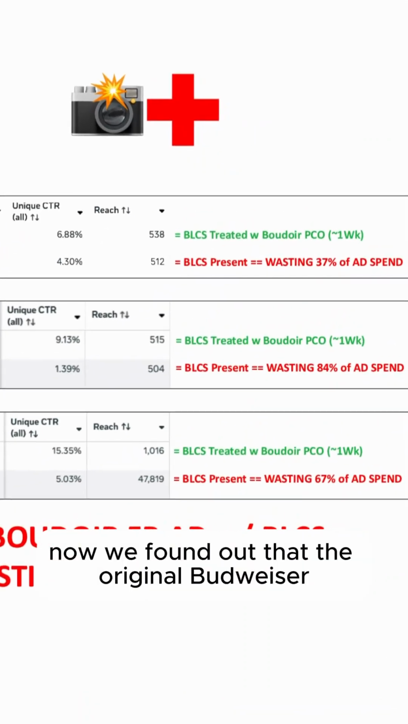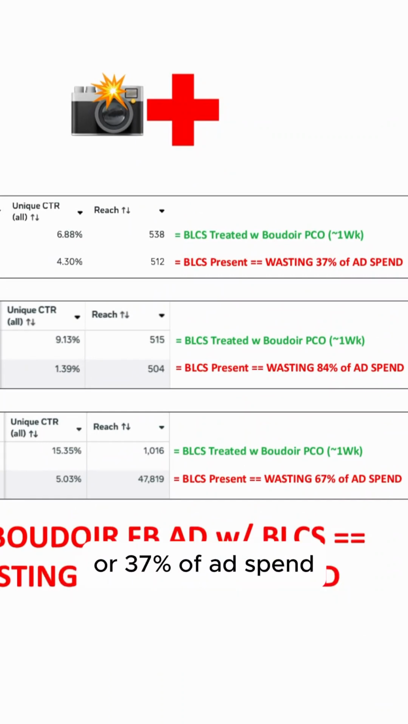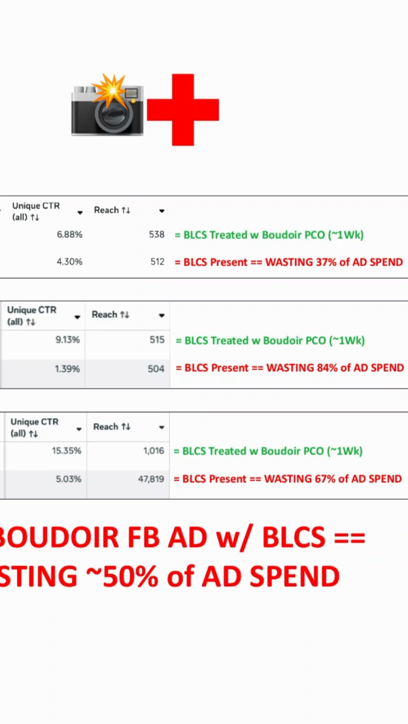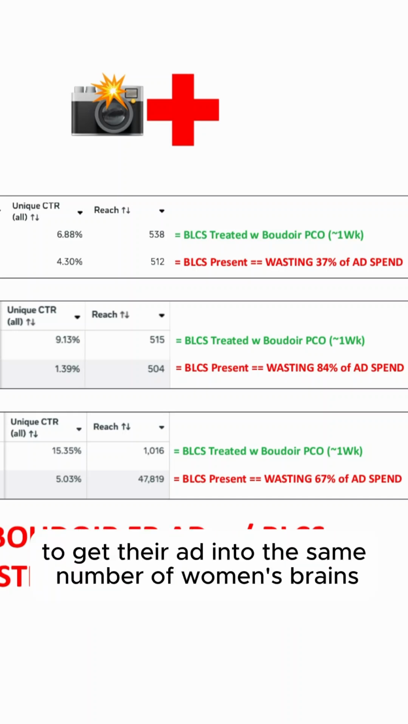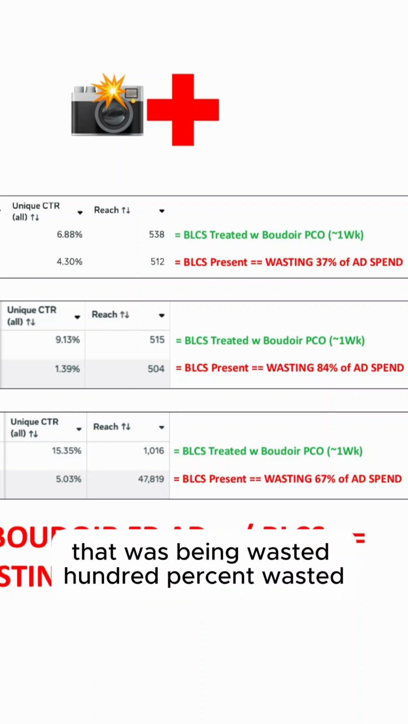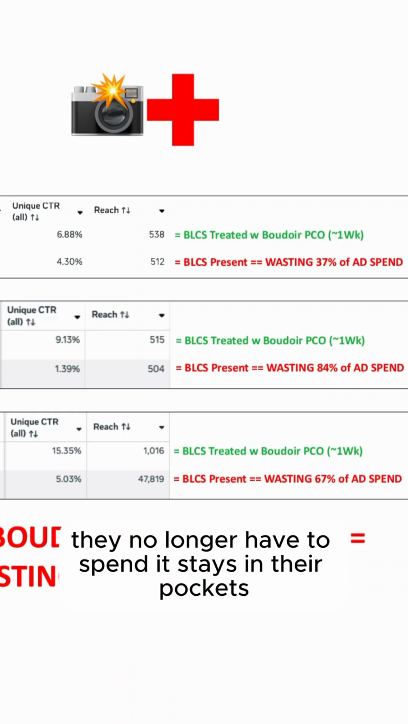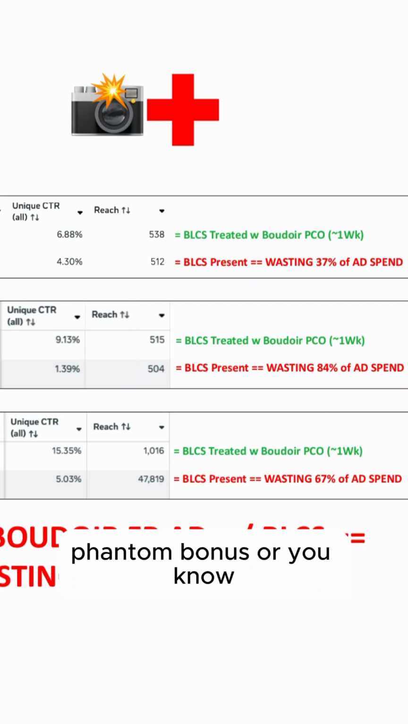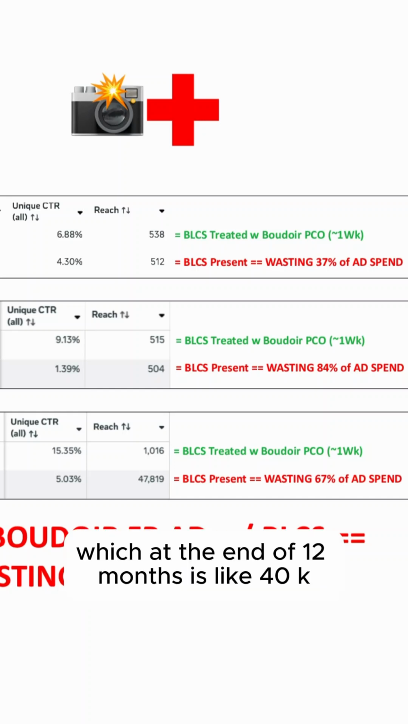Now we found out that the original Boudoir Facebook ad was wasting 37% of ad spend. So if they're spending 10 grand a month on the original Boudoir Facebook ad, now they only need to spend $6,300 a month on the Boudoir Pico treated ad to get their ad into the same number of women's brains. So, whereas that $3,700 a month that was being wasted, 100% wasted, they no longer have to spend it, stays in their pocket. It's kind of like a $3,700 a month phantom bonus, and they don't have to do anything, which at the end of 12 months is like 40K.